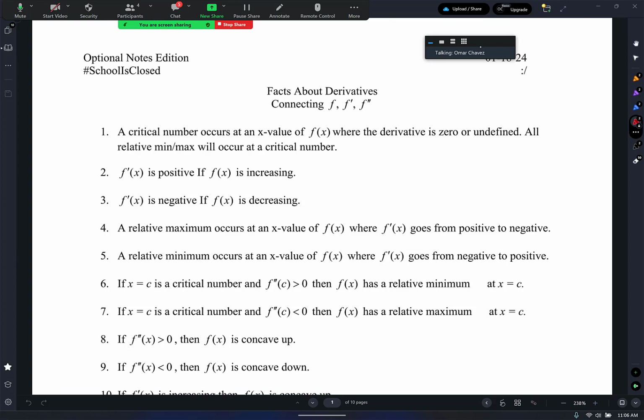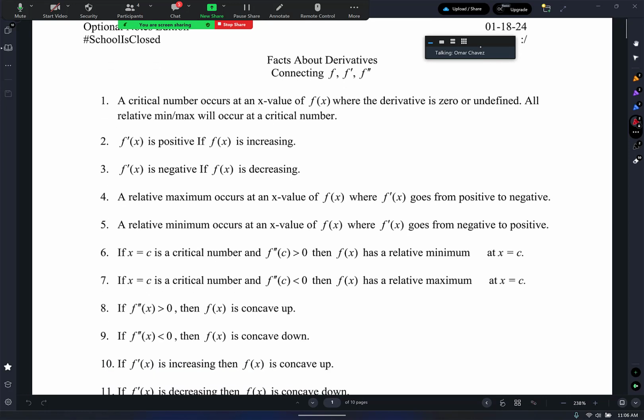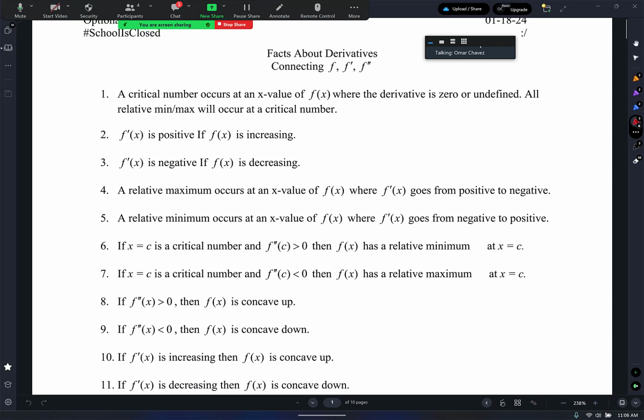So look what I put here, guys. I composed this for you. Some of this I was able to cut and paste from different assignments. But the facts about derivatives, f prime, and f double prime. I know we've done an overview already of this, but this is like a double overview. And after today, we will be really good at everything.